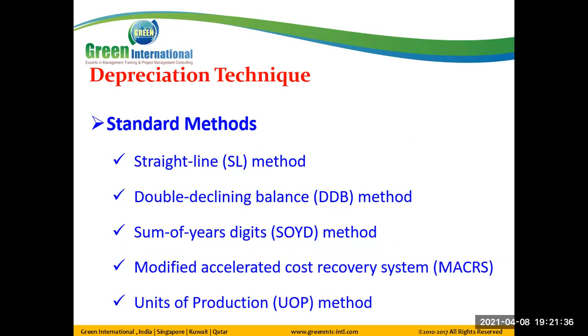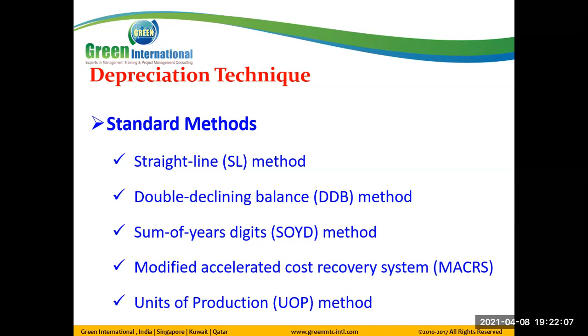Next is the depreciation technique. Depreciation means that for each and every asset you have, you depreciate a certain amount every year. If I buy an asset, such as a property, a flat or a car, some fixed expense or capital expense, some significant amount you have invested, you can depreciate it over the life period of that particular asset.